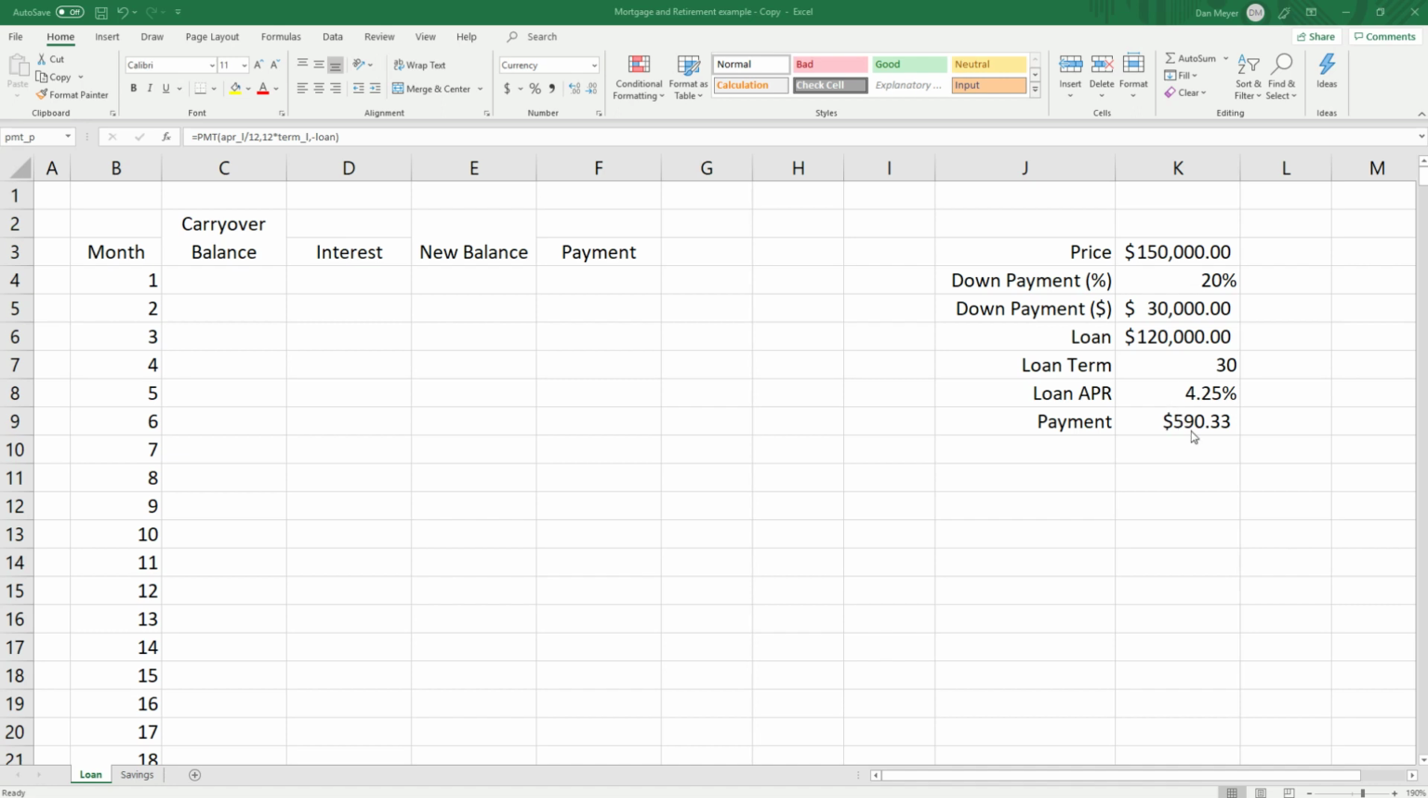All right, so now one of the things I'm going to do, I'm going to round this. Now, I know it shows up as rounded.